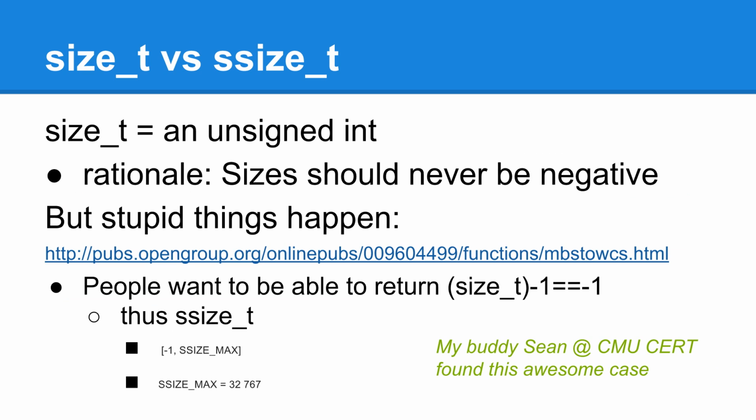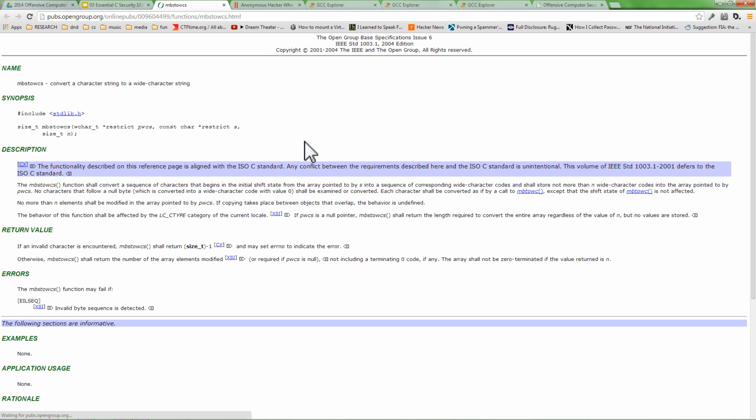there are two data types or primitives that are important to consider in discussing size and calculating size. The most common one is size_t. The C standard dictates this is an unsigned int, and the reasoning is that sizes should never be negative. That just makes sense. But my buddy Sean found this really interesting case that is really stupid, and things like this have led to a signed size value.